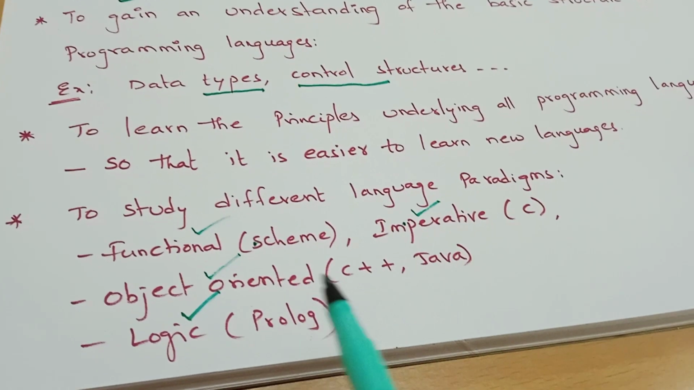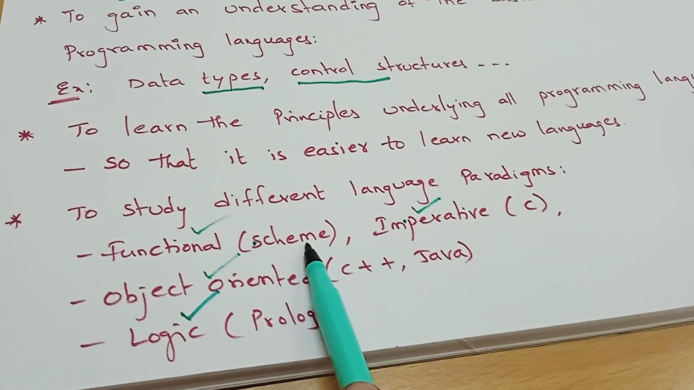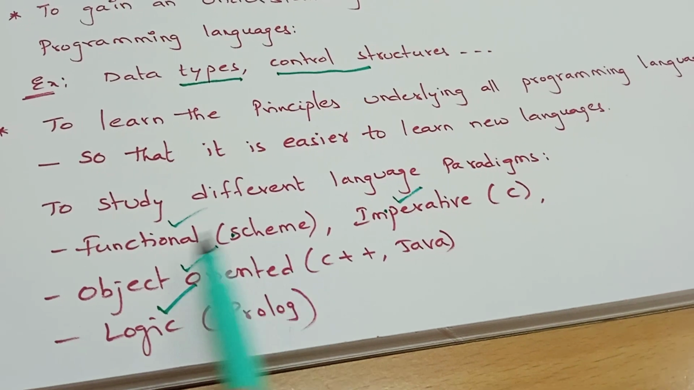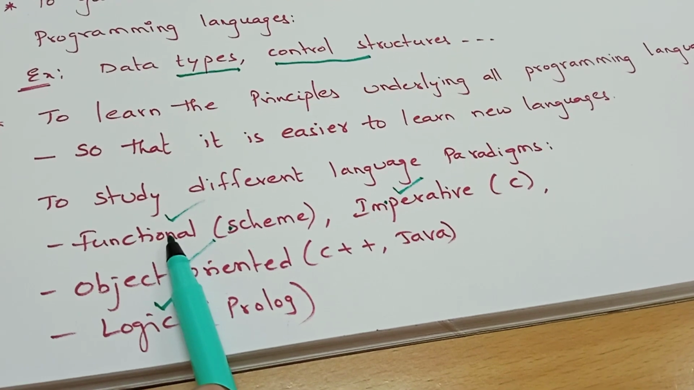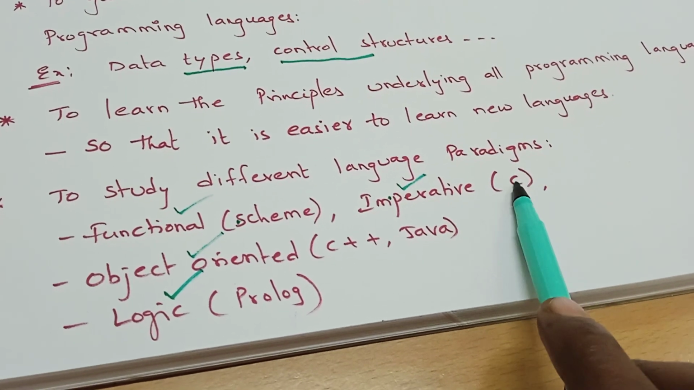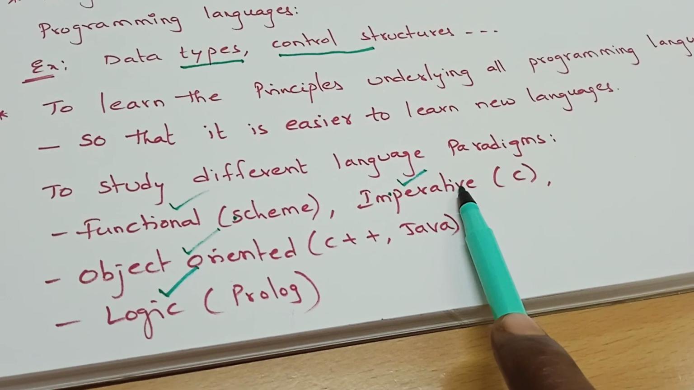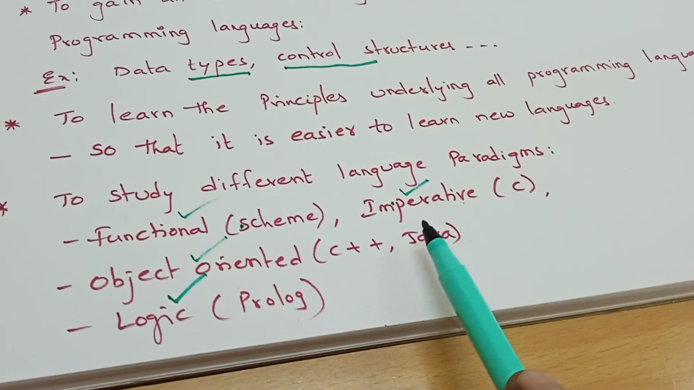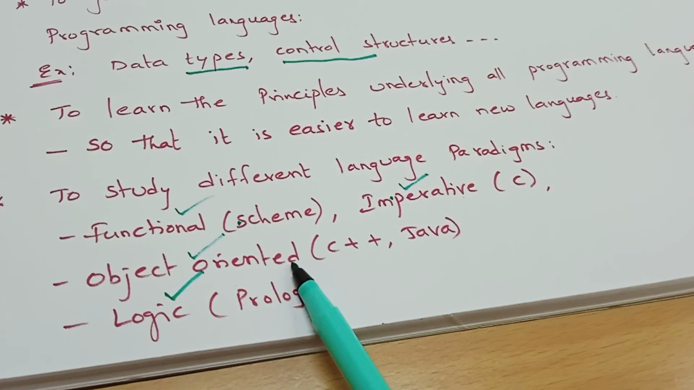I wrote some examples over here. Scheme is one programming language, and it belongs to the functional programming language category. C is one programming language that belongs to the imperative programming language category. And you can list many more languages which come under each language category.